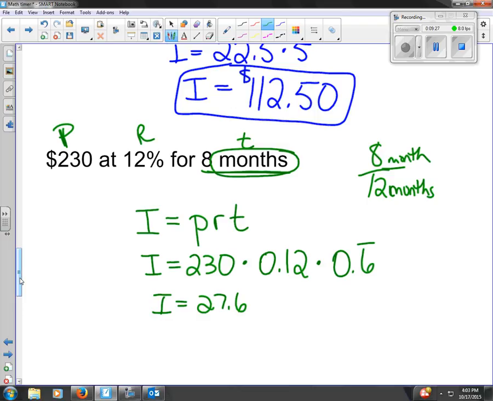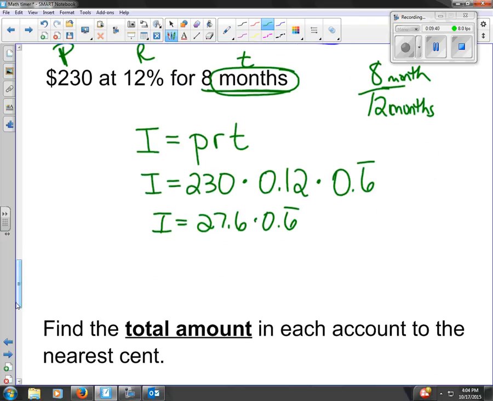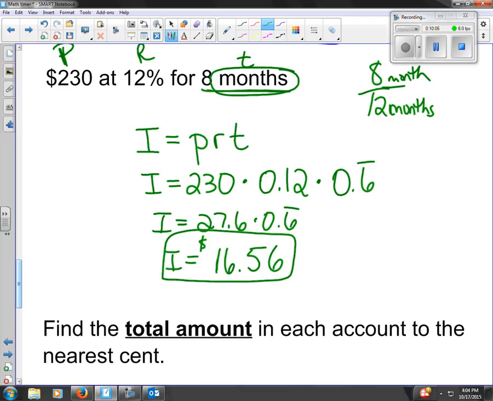So you could say 230 times 0.12 times 0.67. I'm just saying 0.6 because it goes on forever, the 0.666 repeating. So you'll get your interest will be approximately $18.40. No, 0.6 is $16.56. That's your interest. That is the interest for 8 months.